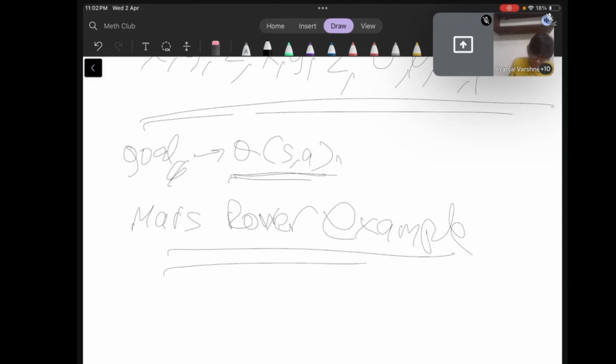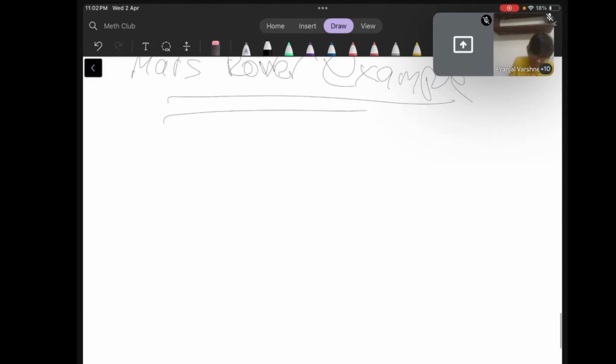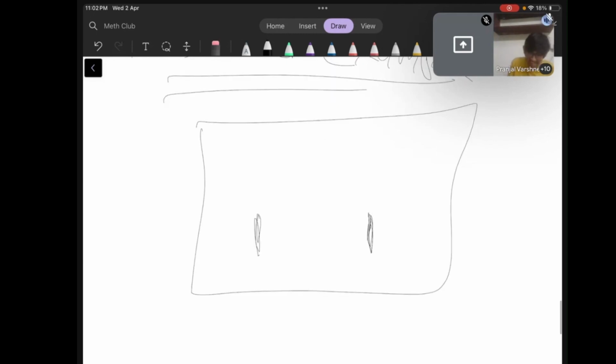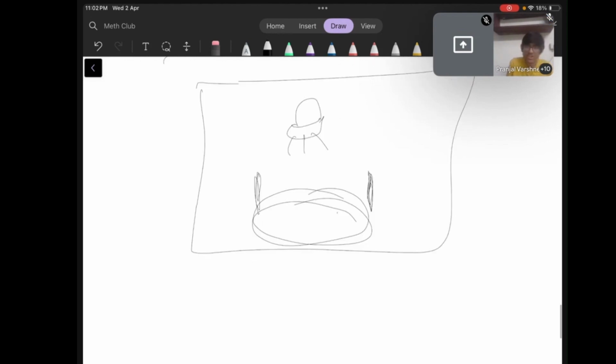And suppose this is my display screen. These are my two posts, which bound the territory where I want to land. This is where I want to land. And this is my Mars rover. It looks like a UFO. I want to land here.